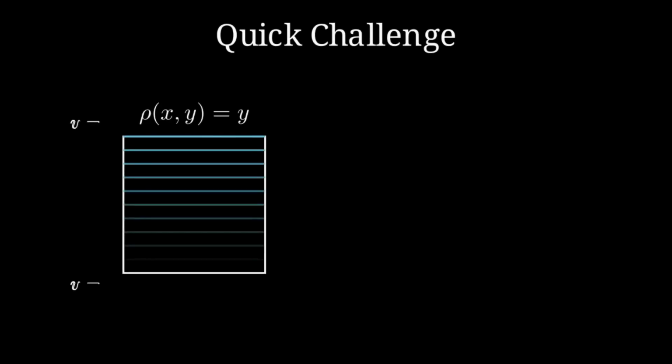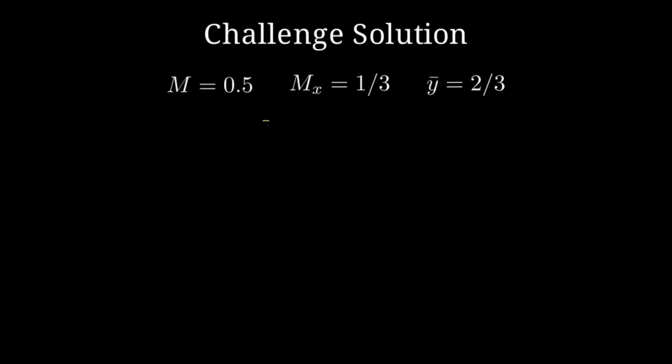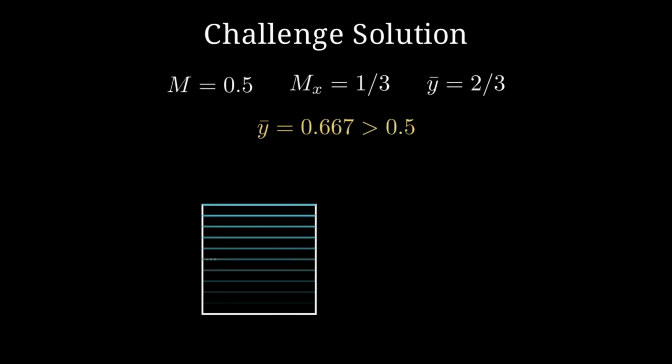Think about a square where density is equal to y. This means the top is heavier than the bottom. Would you expect the y-coordinate of the center of mass to be higher or lower than the geometric center at 0.5? Since the density increases as y increases, the mass is concentrated at the top. The calculation confirms that y bar is 2/3, which is indeed greater than 0.5.